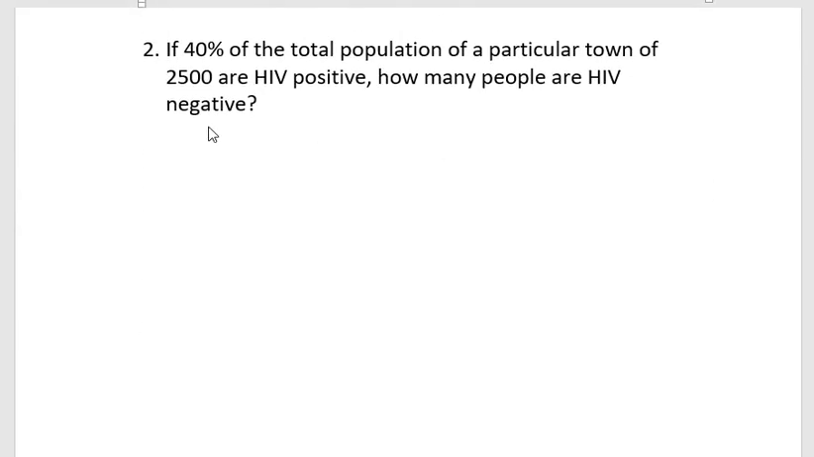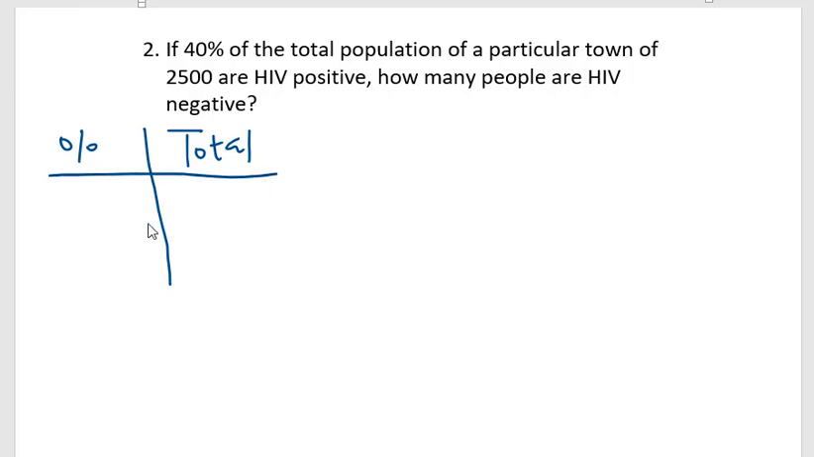Okay, very simple. If 40% of the total population of a particular town of 2,500 are HIV positive, how many people are HIV negative? So we'll have something going on here. I like to use a table to explain this. So we'll have percentage. Okay, my line is not really straight, but we can still work with that. To have percentage and we'll have total.